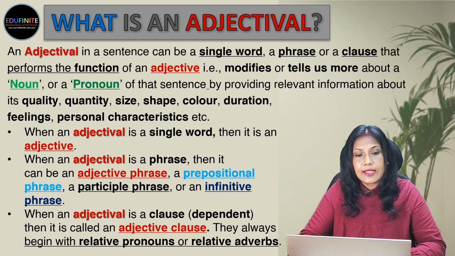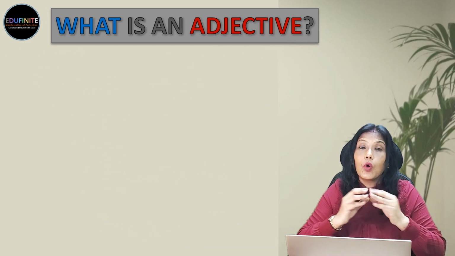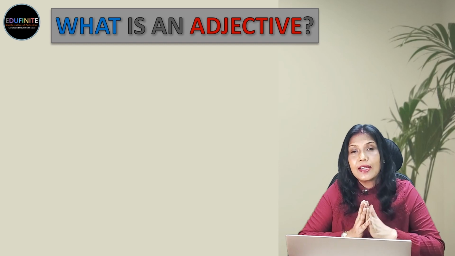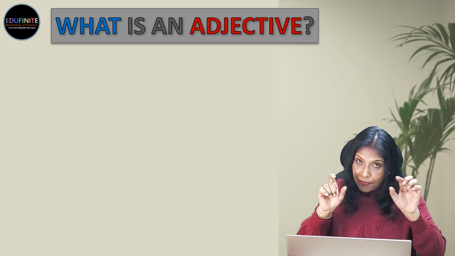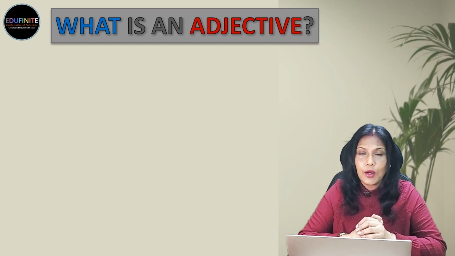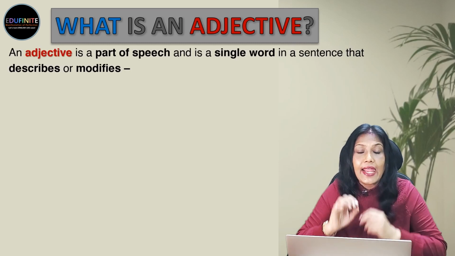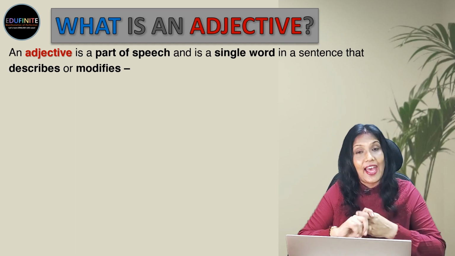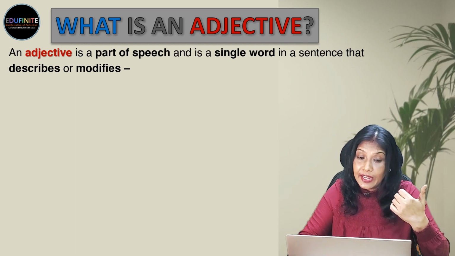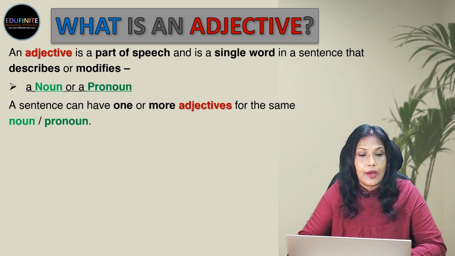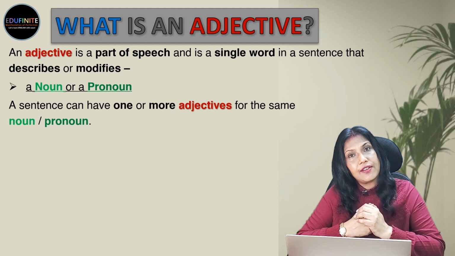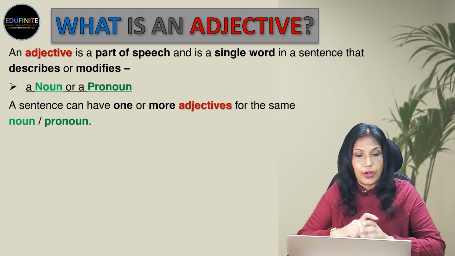Okay, now let's move on to see what is an adjective. Well, I know you've done this right from your childhood, but still, since it is within the periphery of adjectivals, we'll do a brief study on it. So, an adjective is a part of speech and is a single word in a sentence that describes or modifies a noun or a pronoun. Now, a sentence can have one or more than one adjective for the same noun or pronoun.